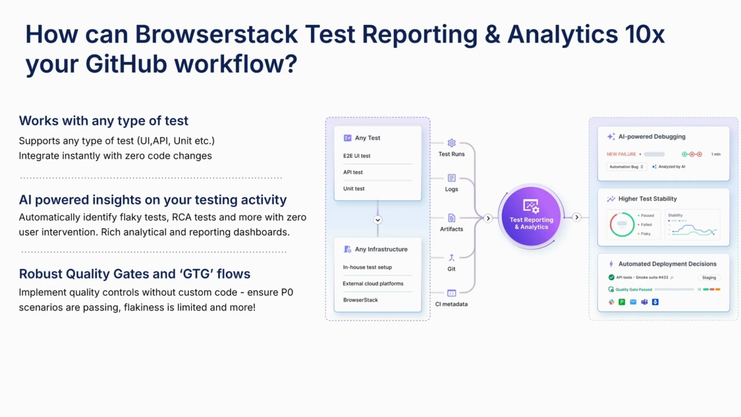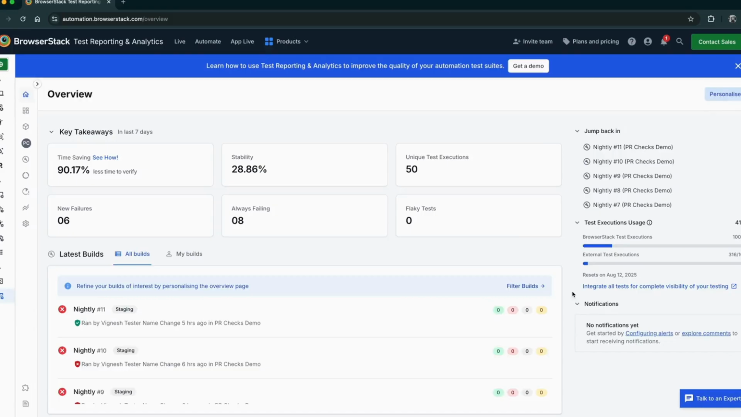Now, where it gets even more powerful is the robust quality gates and the good-to-go workflows. But the idea is, with Test Reporting and Analytics as your hub, you can now connect to GitHub and ensure that every minor detail is met to the standard that you require before the code can even make its way into production. Okay, so let's start configuring.